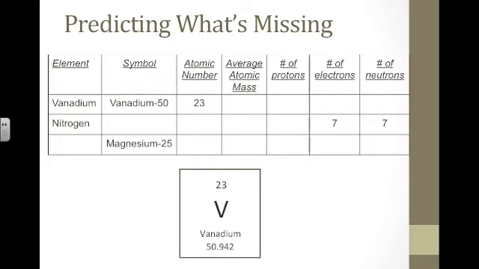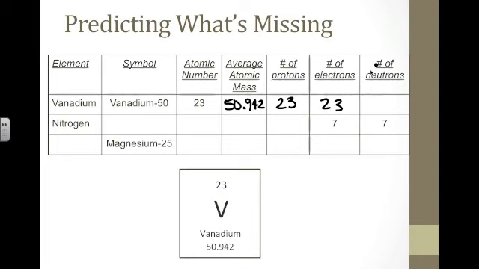Given my mass number, let's first just do the easy one. The easy one would be the average atomic mass, which we find at the bottom of the slide here. So the average atomic mass would be 50.942. Now, given that this is a vanadium atom, we look at the atomic number at the top and see that it's 23. That tells me the number of protons, correct? So the number of protons for this atom would be 23, which means the number of electrons should be 23 since they need to cancel out.